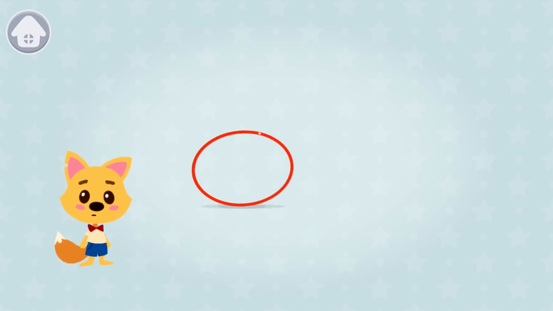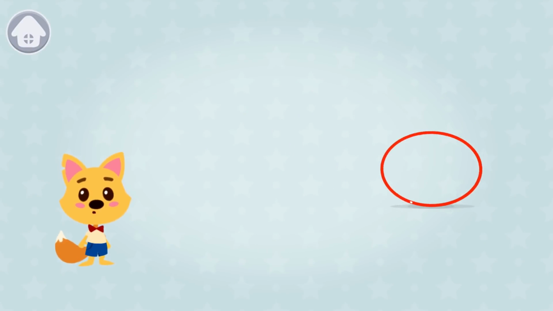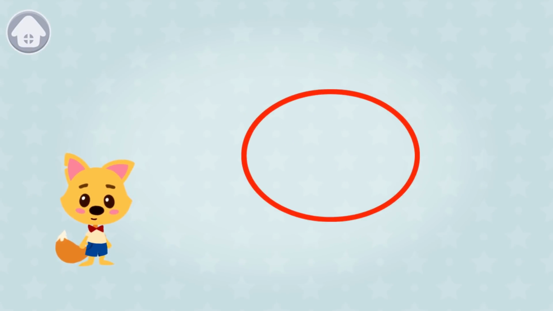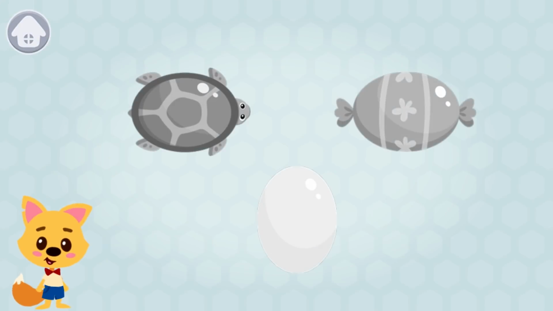This is an oval. Oval is elongated, oblong. It has no angles and sides. The oval can also roll, but not so easily as a circle. Tap on the oval. Tap on all the oval-shaped items.